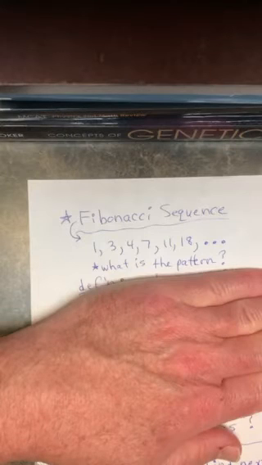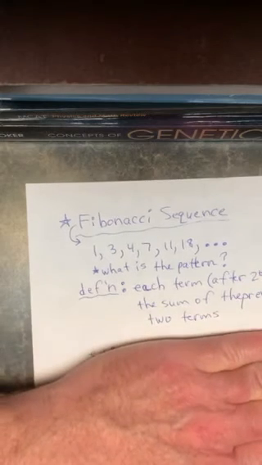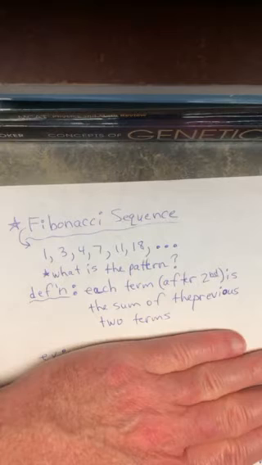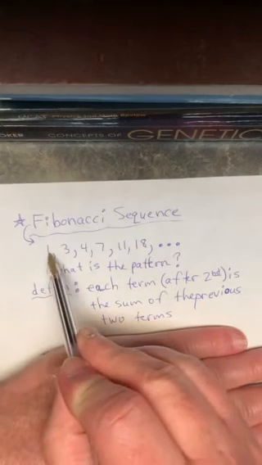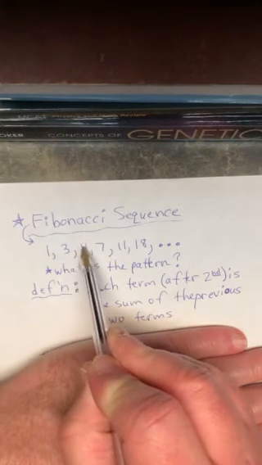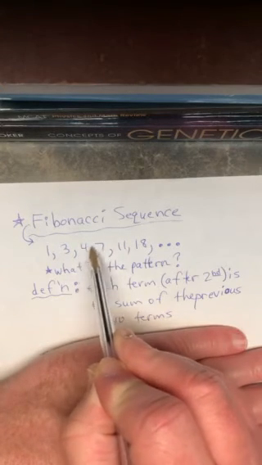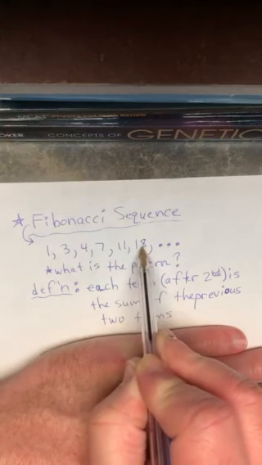Okay, guys. The definition of a Fibonacci sequence is, so just put a little definition on your paper. It says, each term of this sequence after the second term is the sum of the previous 2 terms. Look at that question again. What's 1 plus 3? 4. What's 3 plus 4? 7. 4 plus 7, 11. 7 plus 11, 18.